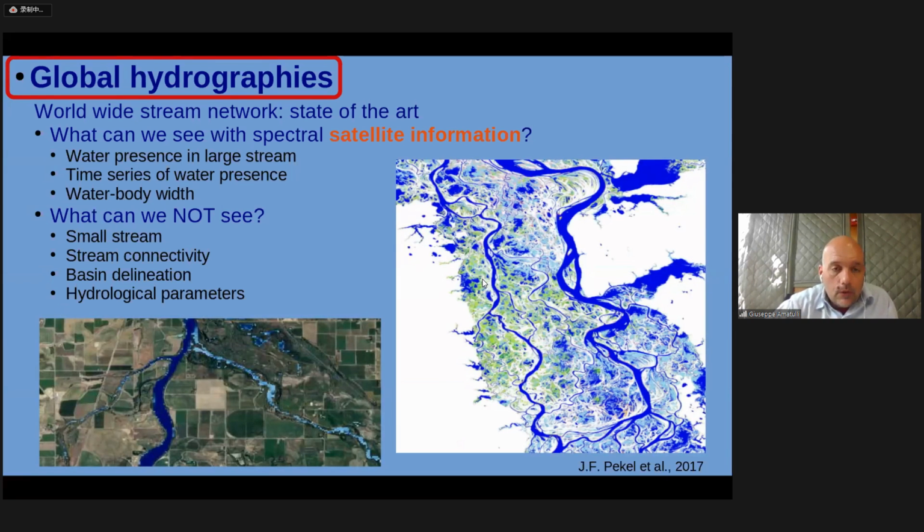But quite often you cannot see small streams, you cannot see the direction of the water. And sometimes you can also have interruptions of the stream network because your pixel becomes not so accurate to understand the presence of water, and so on. And of course, you cannot calculate hydrological parameters like the slope of the stream or some others.